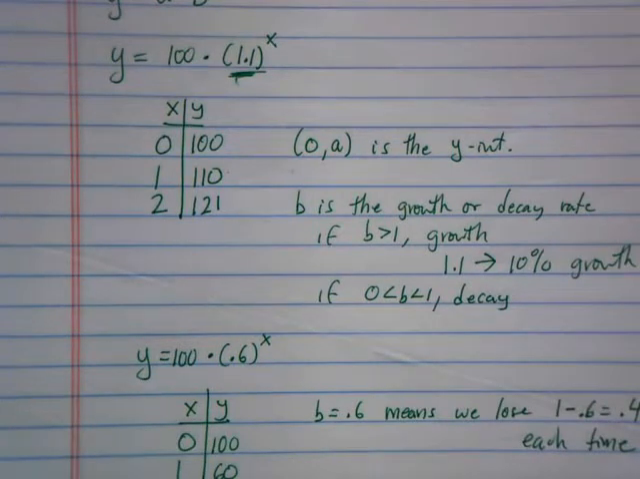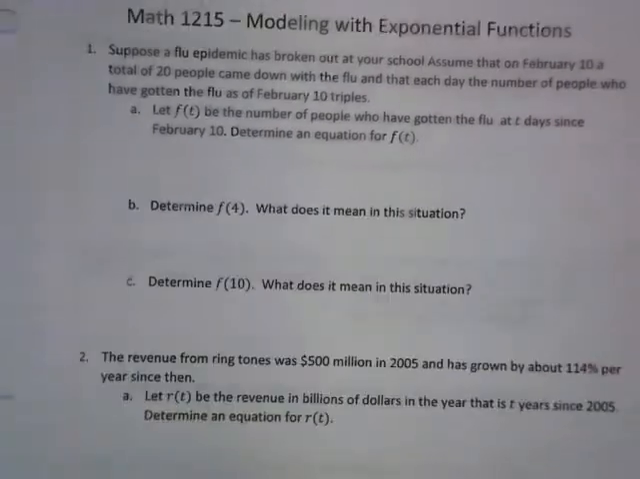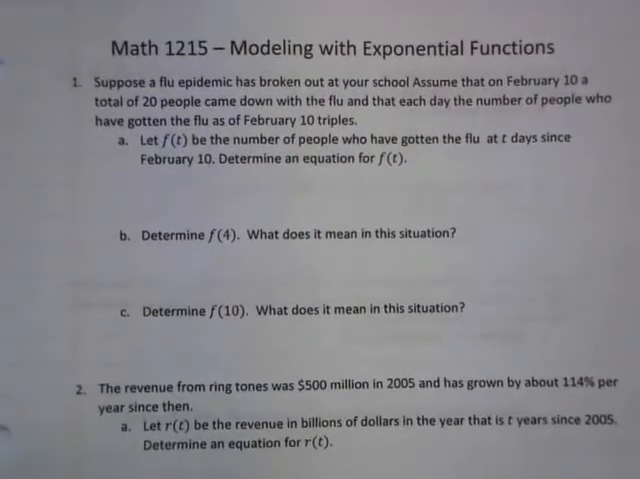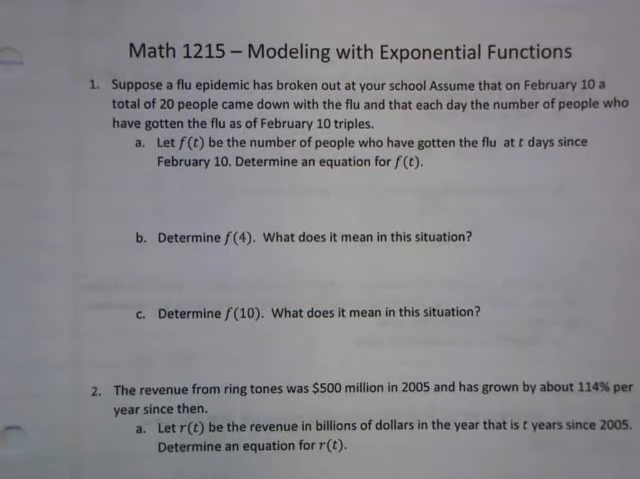Okay, so those two facts become very important in dealing with word problems. So let's take a look at a word problem here. Suppose a flu epidemic has broken out at your school. Assume that on February 10, a total of 20 people came down with the flu, and that each day the number of people who have gotten the flu as of February 10 triples. Let f of t be the number of people who have gotten the flu at t days since February 10. Determine an equation for f of t.